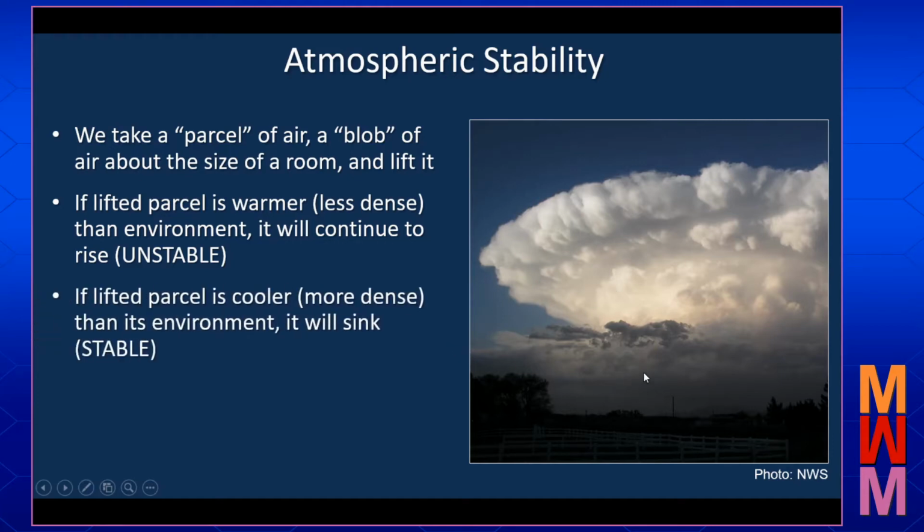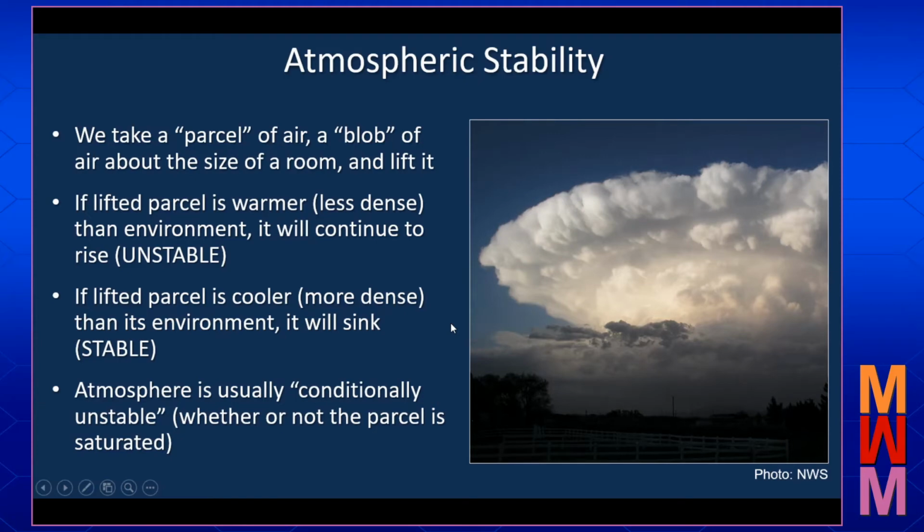Now, on the other hand, if we take our parcel of air, force it to rise, and it becomes cooler, heavier, more dense than its environment, it's going to want to sink back down to where it started. When that happens, we say the atmosphere is stable. So instability, this tendency for our air parcels to want to continue to rise upward on their own, is one of the necessary ingredients for thunderstorms.